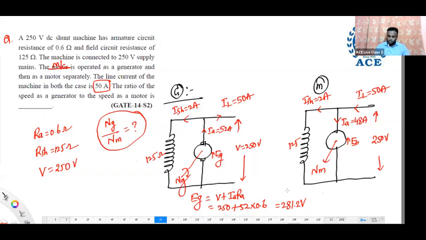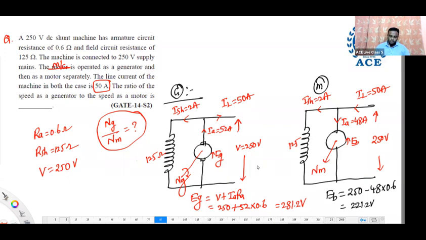Calculate back EMF, apply KVL again. KVL: EB equals V minus IARA. 250 minus 48 into RA, which is 0.6. What is EB? EB, how much? 221.2, right? 221.2. Okay, now apply the relation.